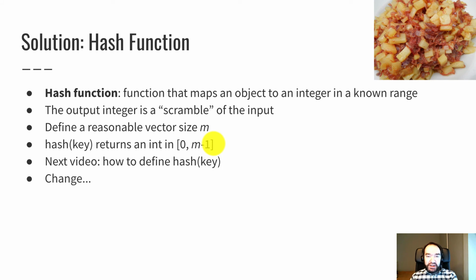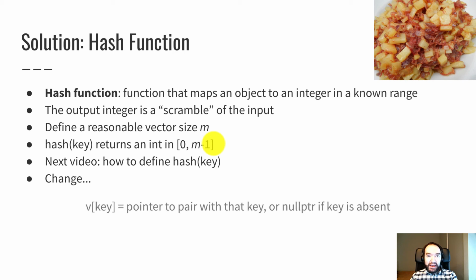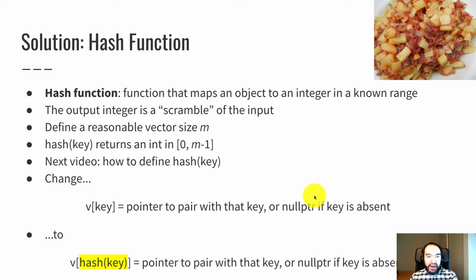So here's how we need to change how the vector is used. Now the invariant on vector v is that instead of saying v at index key is a pointer to the pair with that key, instead we'll say v at hash of key is a pointer to a pair with that key. So every time we want to look up the location of a pair, we grab the key of that pair, feed it into this hash function, it does some arithmetic and returns an index, and then that's the index that we use in our vector v.